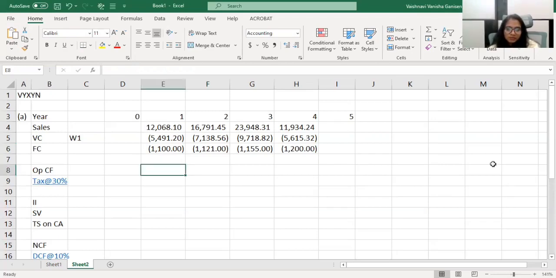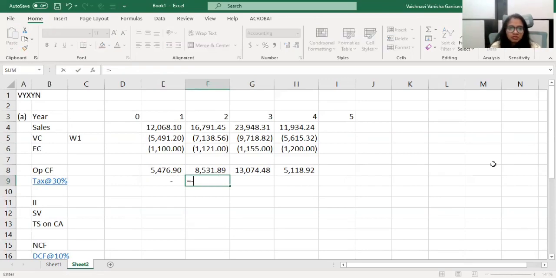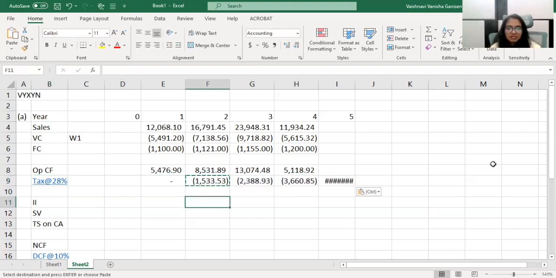So my operating cash flow. Now remember, when I told you to do this, year 0, always put 0 equals negative this, multiply 0.3. Let me double check if it's 30%. No, it's 28%. Okay, 28%. So you can change this. So make sure your brain doesn't work on default. Copy, paste, right?